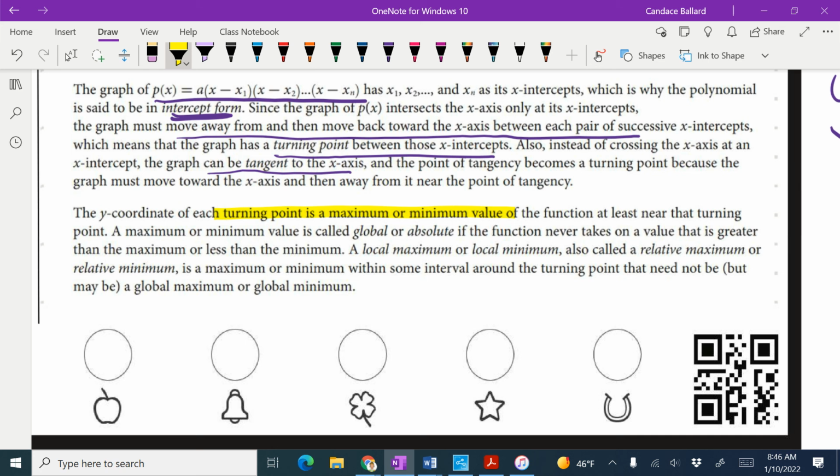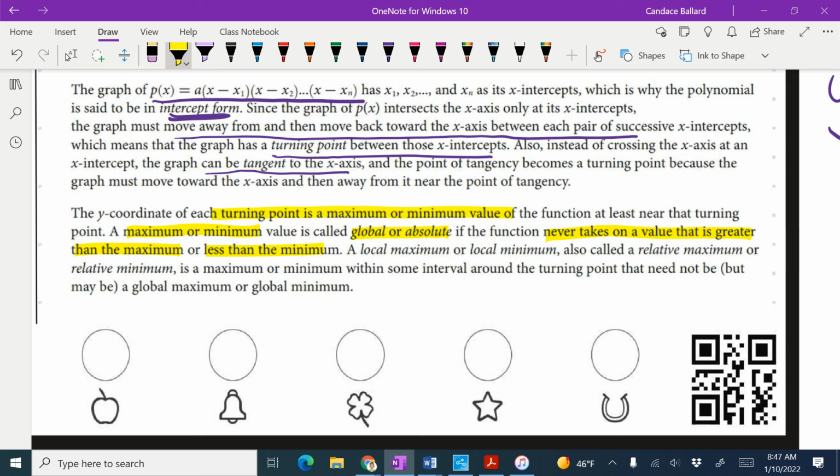The max or min is called a global or absolute if it never takes on a value that is greater than the maximum or less than the minimum. So global and absolute are interchangeable words. It's been trending on the AP Calculus test to call it absolute, okay? But both are interchangeable. And that just means you cannot get anything higher than it on the graph, okay?